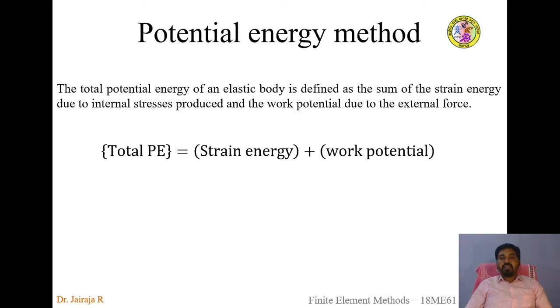The total potential energy of an elastic body is defined as the sum of the strain energy due to the internal stresses produced and the work potential due to the external force. That is, total potential energy can be represented as strain energy plus work potential, where the work potential is due to the externally applied load. Work potential should always be negative. So the potential function can be denoted as pi is equal to strain energy plus work potential. Now we will discuss what strain energy and work potential are.